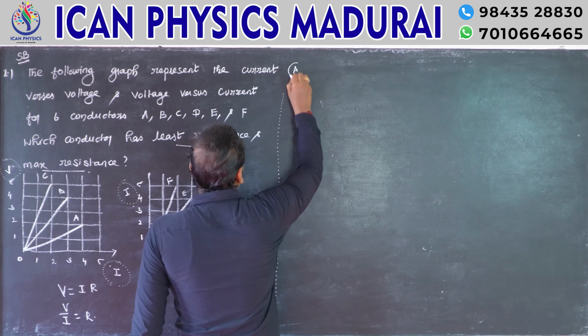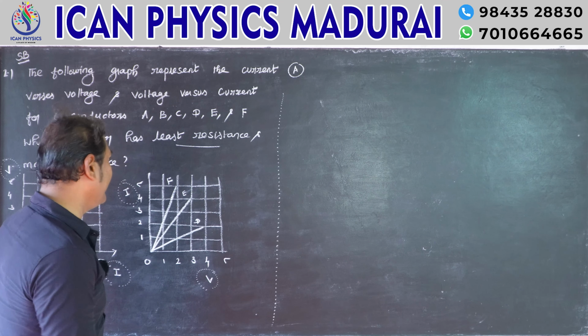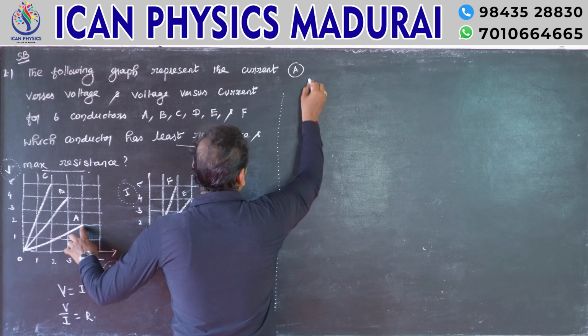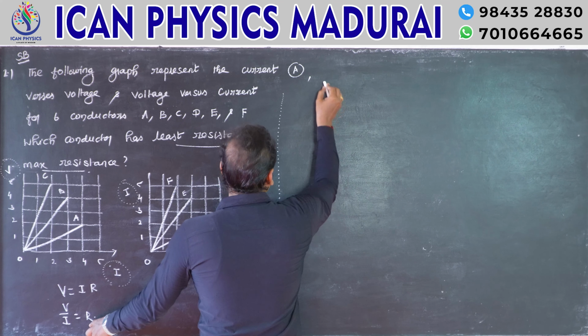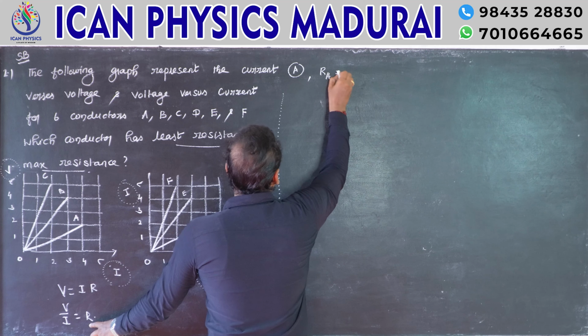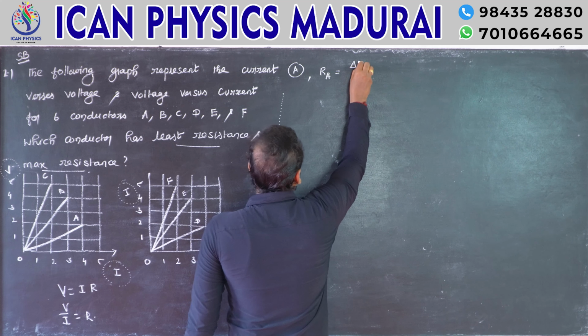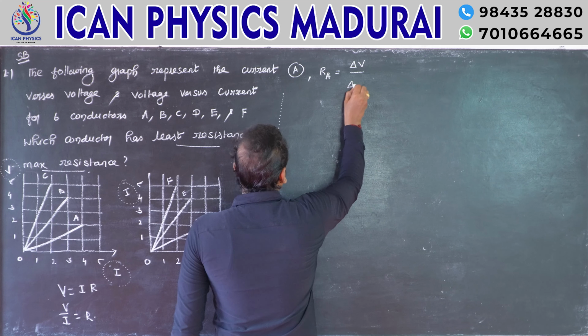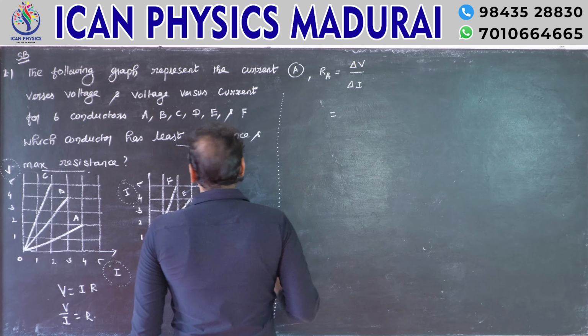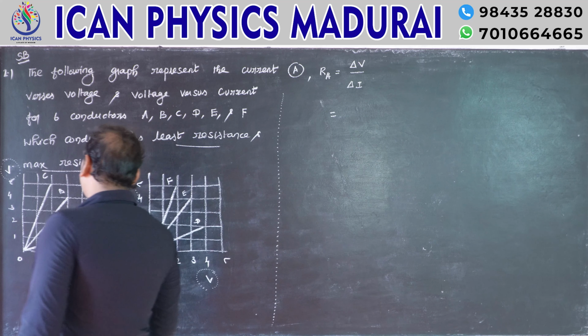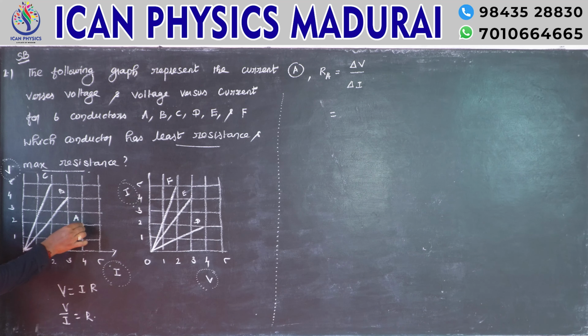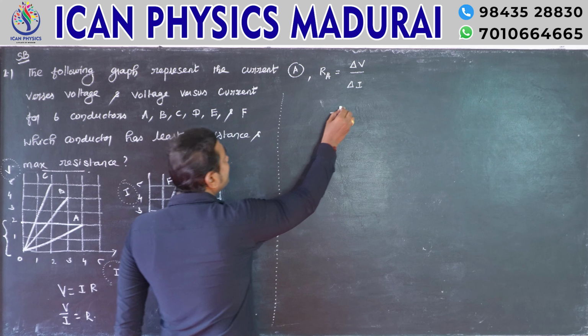So for the first conductor A, how can we change the formula? RA equal to delta V by delta I. Okay. So what is delta V? Change in voltage. So it's 2, initially at 0. So the difference between 2 and 0. So we can write 2 minus 0.